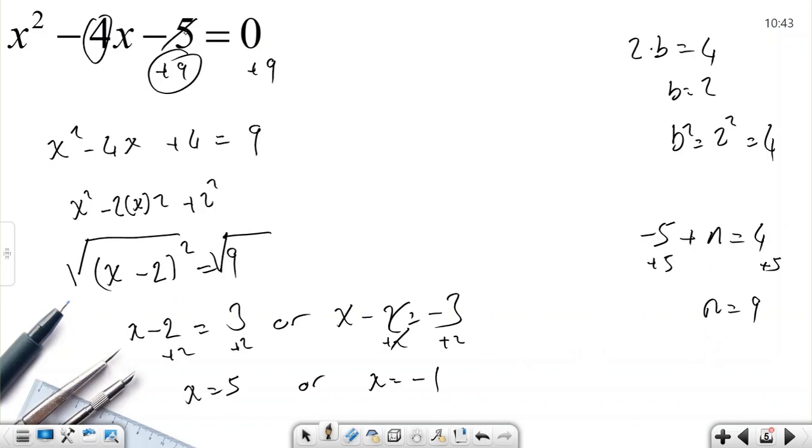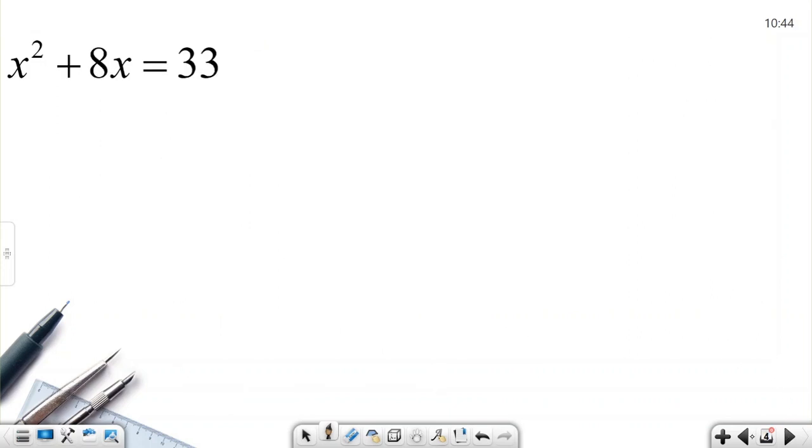So here what we did, it wasn't a perfect square binomial equation, so we made it a perfect square binomial equation. Why? Negative 5, when I add plus 9 to both sides of the equation, I get 4, so it becomes x minus 2 squared. Here x minus 2 squared is equal to 9, then we solve that part. Let's continue from this question.